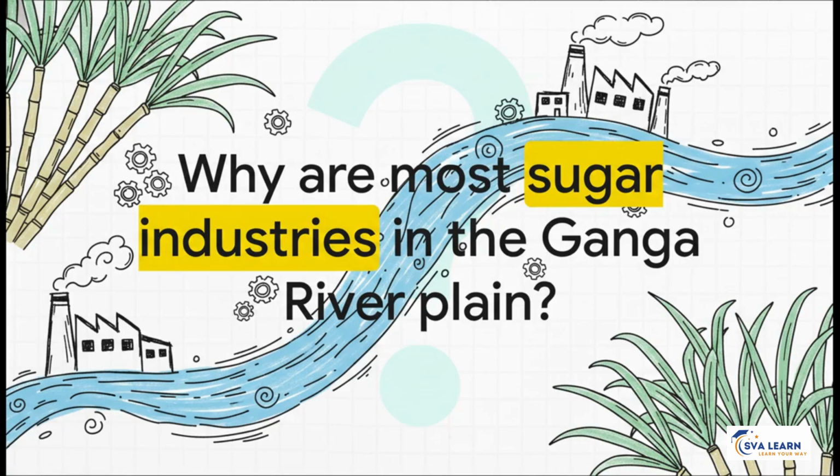Okay, pencils down, pay close attention to this one. This exact question appears right in the official board exam answer key. Maximum number of sugar industries are found in the Ganga River Plain. Justify. Let's walk through exactly how to construct the perfect 4-mark answer together.